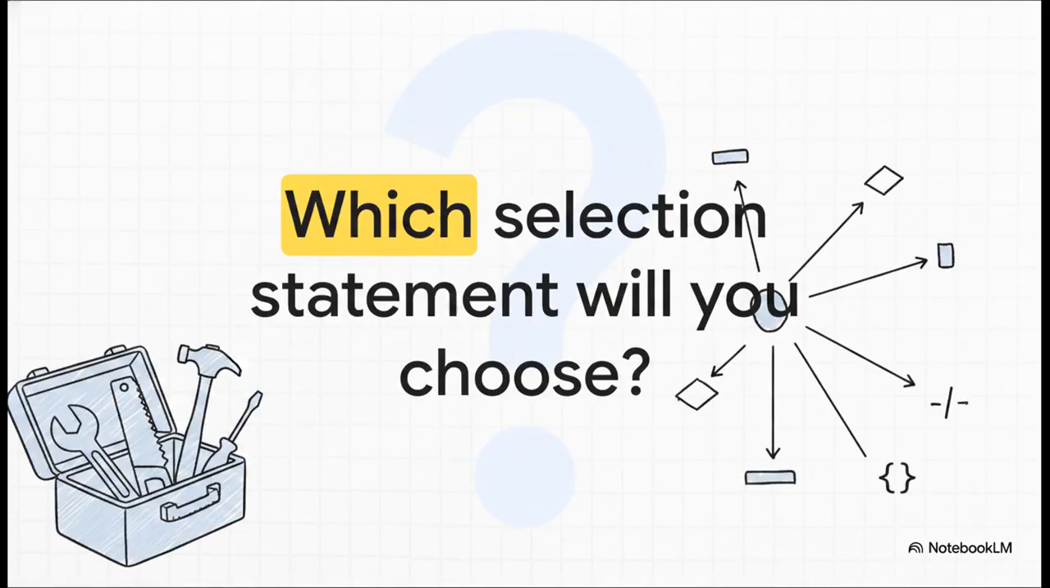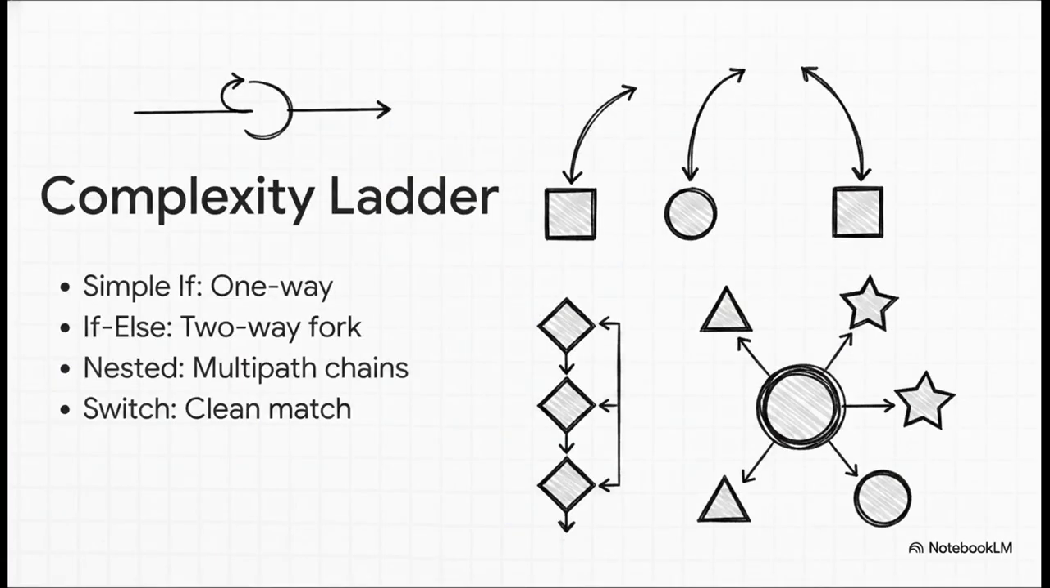So, what does this all mean for you? The big question now is, which selection statement will you choose for your next project? Let's do a super quick recap of our complexity ladder. Use the simple if for a straightforward one-way decision. Go with if-else for a strict two-way fork when you definitely need a backup plan. Turn to nested ifs or the else-if ladder for those multipath chains and overlapping ranges. And reach for the switch statement when you want really clean, exact case matching.